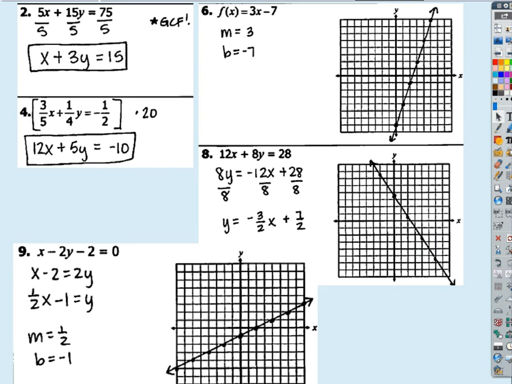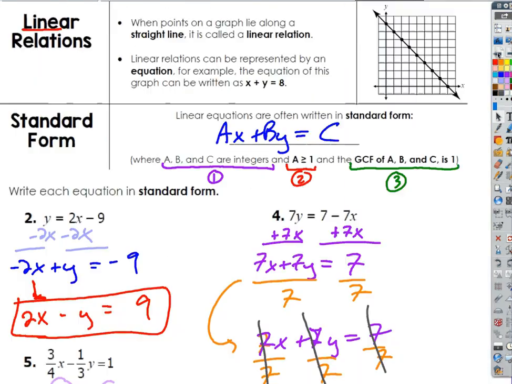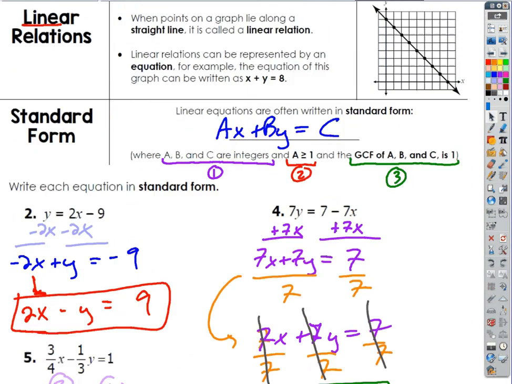Let me go back, rather than just saying all these things, to the page where I wrote them down. So the rules for standard form are that A, B, and C have to be integers. AX plus BY equals C is standard form. A has to be positive, and the third one is a little trickier: the greatest common factor of A, B, and C is 1. So if I can divide something into all of A, B, and C at the same time, I've got to do that, to make the numbers small.